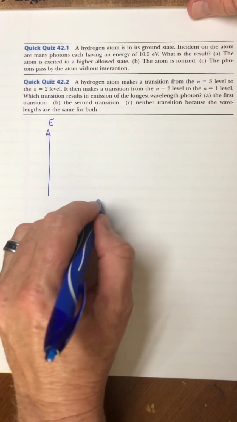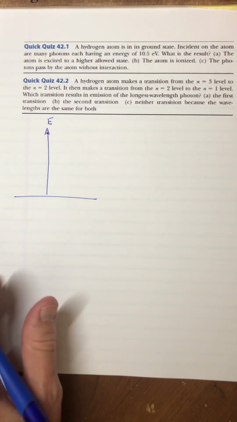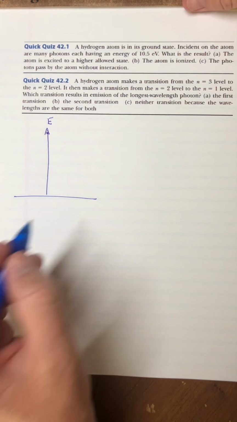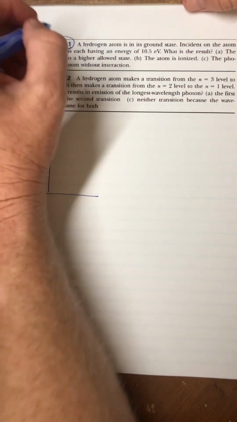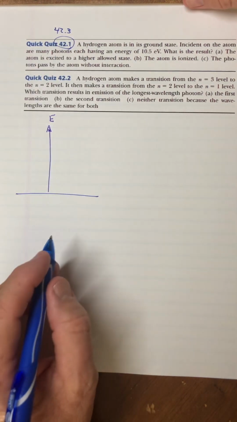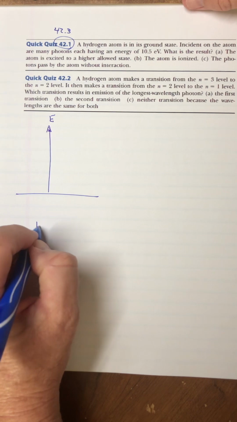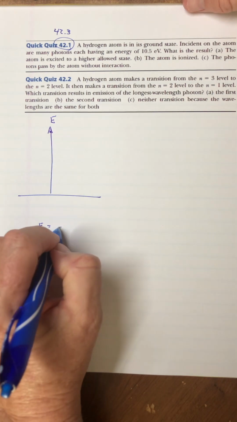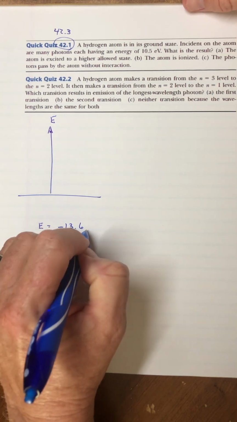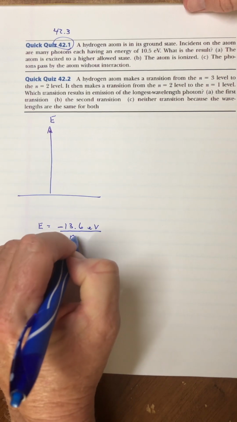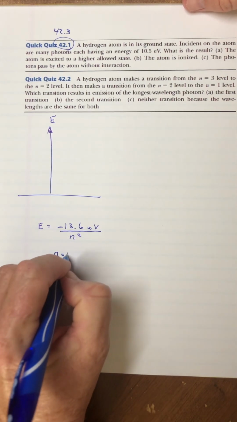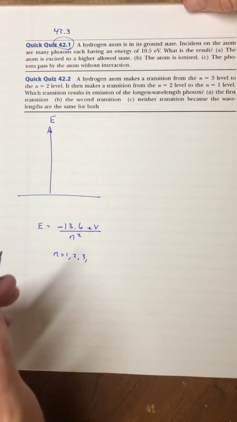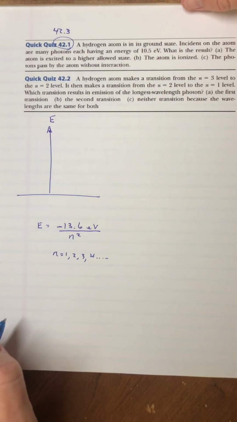This is a one-dimensional graph, kind of like a bar graph, and it only focuses on the energy. Now, the equation that was worked out in this section, section 42.3, shows that the energy of the different quantized levels in the atom is negative 13.6 electron volts divided by n squared, where n equals 1 is the ground state, n equals 2 is the first excited state, n equals 3 is the next excited state, and on to infinity.